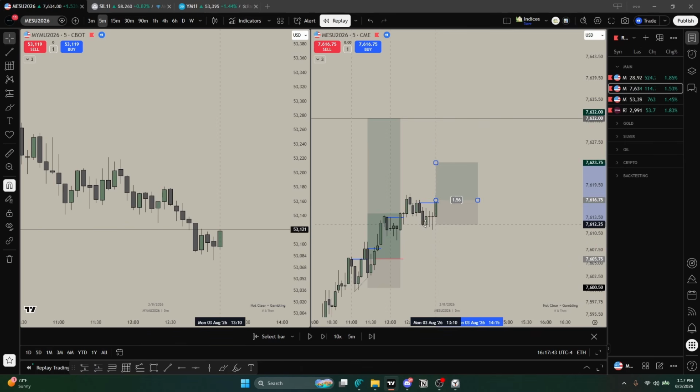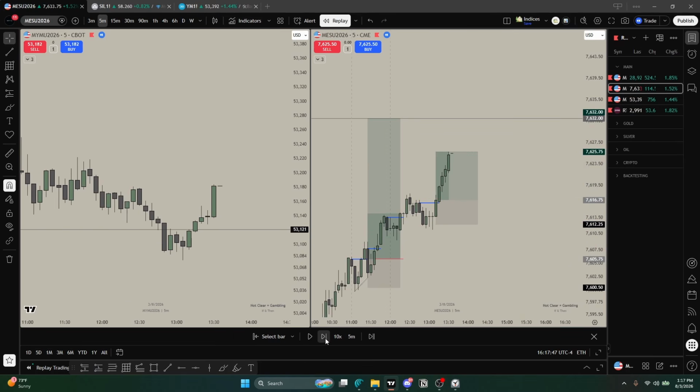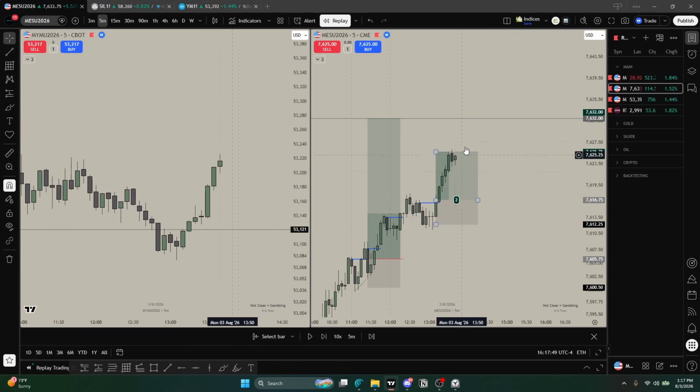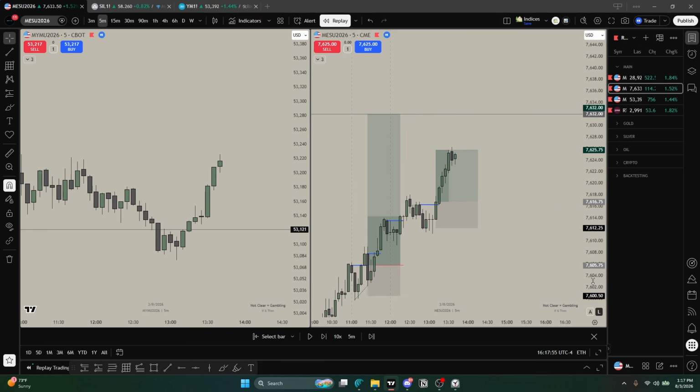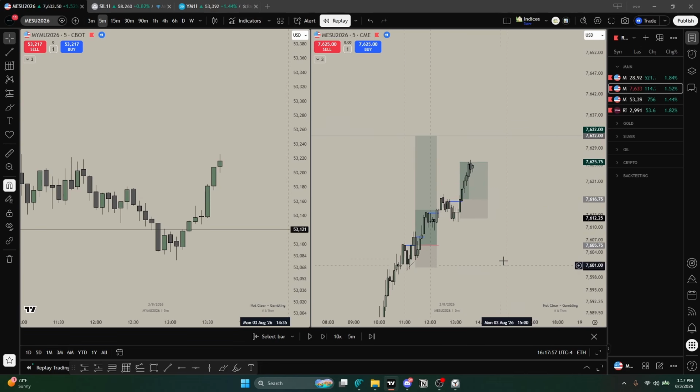right there. Stop it at the rejection block. That would have just shot for a 2R. Look at how simple, easy, quick. Would have made $600 in 15 minutes. So that was another opportunity.